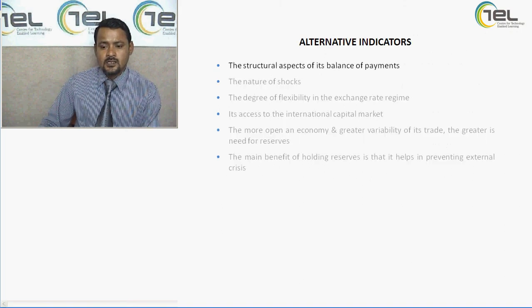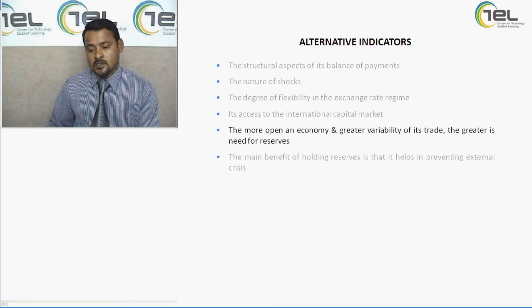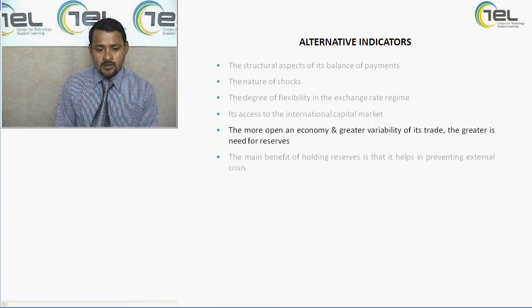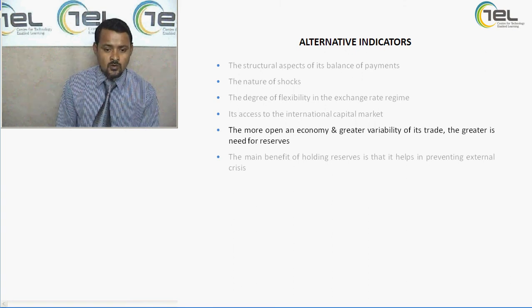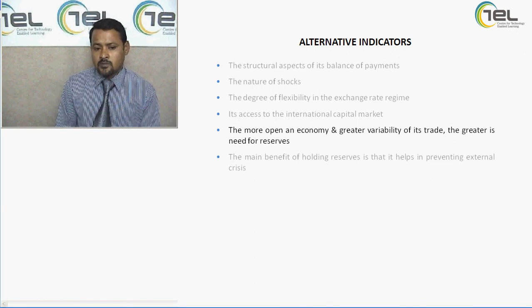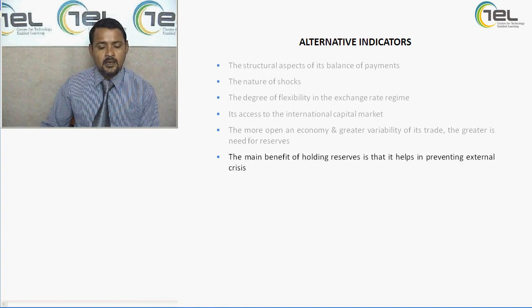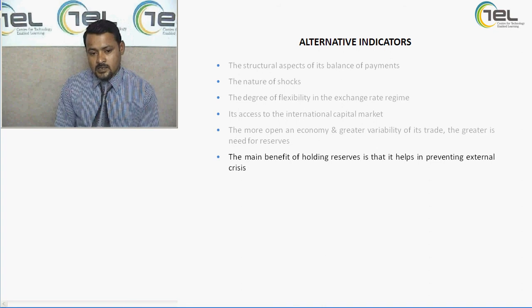The alternative indicators of reserve adequacy are structural aspects of balance of payment, nature of stocks, degree of flexibility in the exchange rate regime, and access to the international capital market. The more open an economy and greater the variability of its trade, the greater is the need for reserves. Which means in an open economy, there will be a lot of variations. In one month, imports will be more than exports. In the other month, exports will be more. So greater variability creates the need for more reserves. The main benefit of holding reserves is that it helps in preventing external crises related to the currency and to payment aspects.